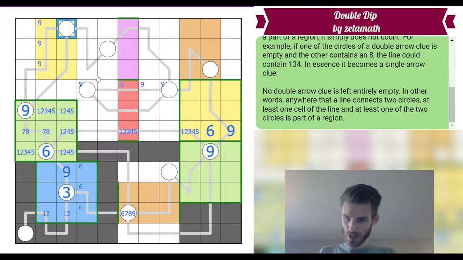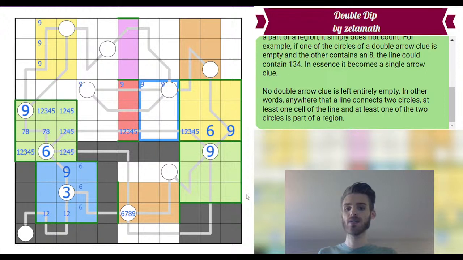So that means that yellow can never come here. And if yellow can never come here, then red coming here still means that this can't be a 9. So that's not a 9.